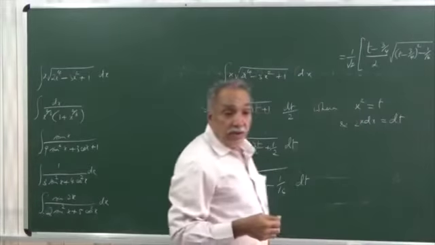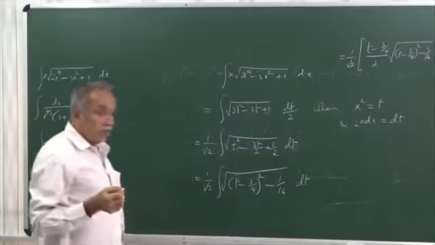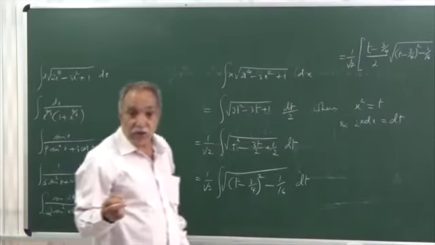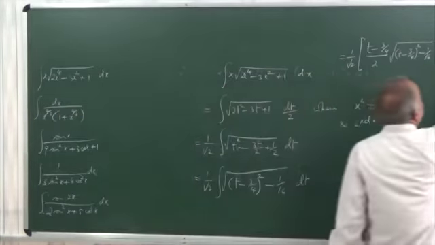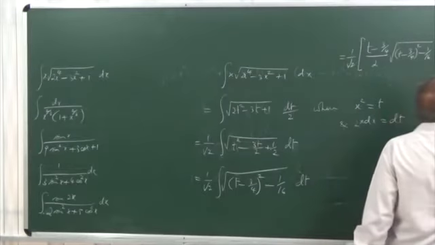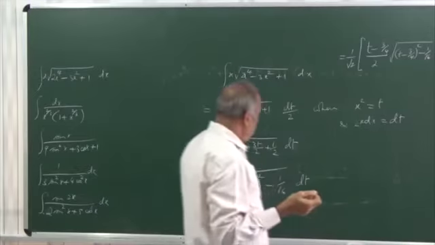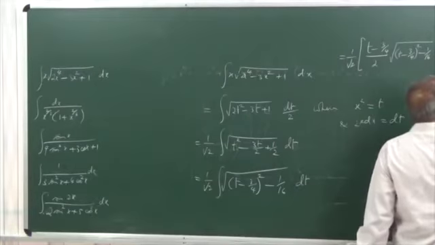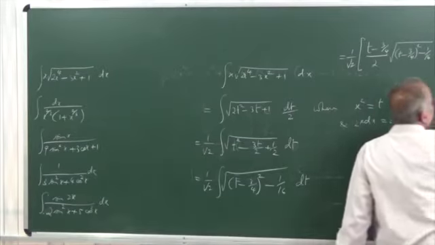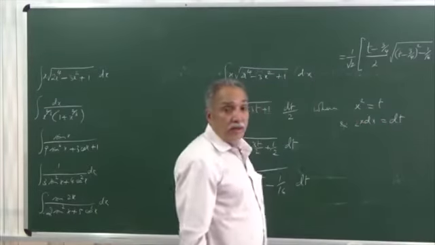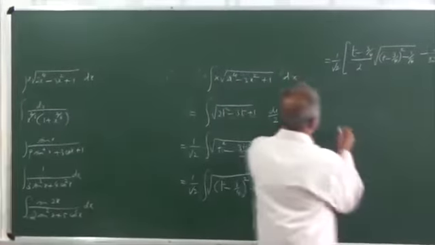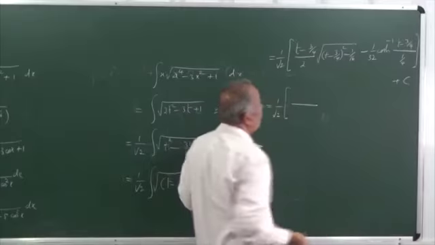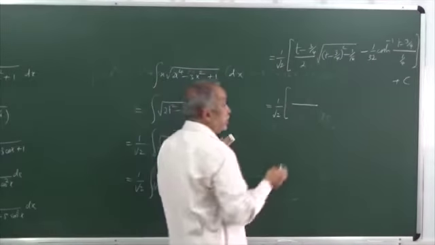Into sin inverse. Hyperbolic, some hyperbolic function inverse. Which hyperbolic function? Cos hyperbolic function inverse. In place of x, I am having t minus 3 by 4 divided by a. A is 1 by 4. Getting back to x. What is t in terms of x? x square.